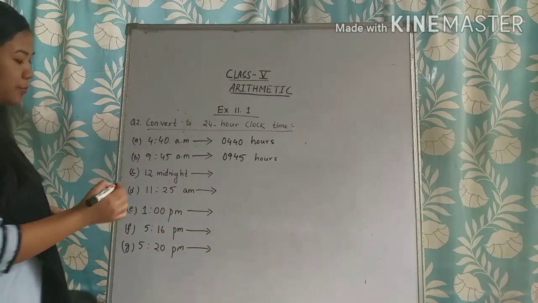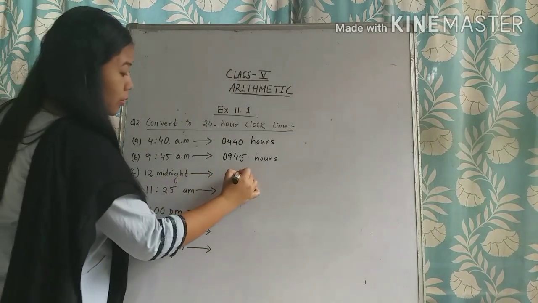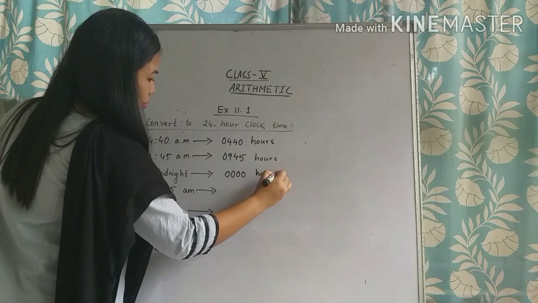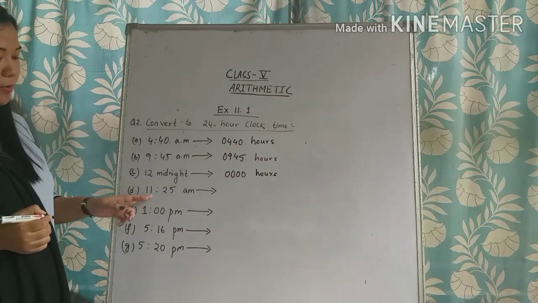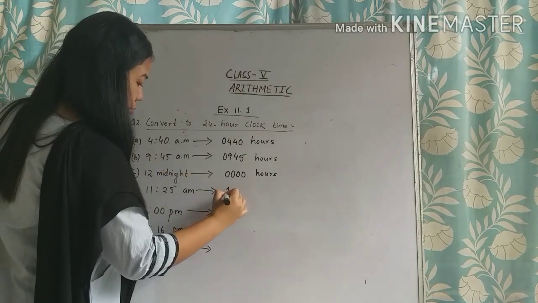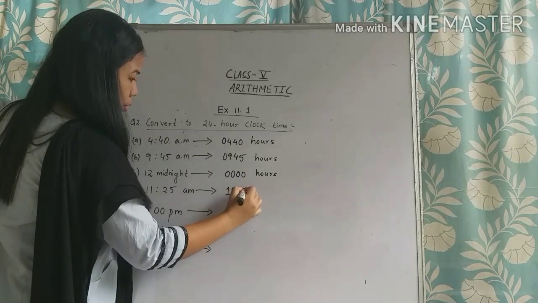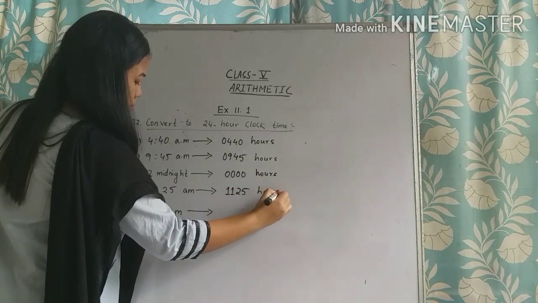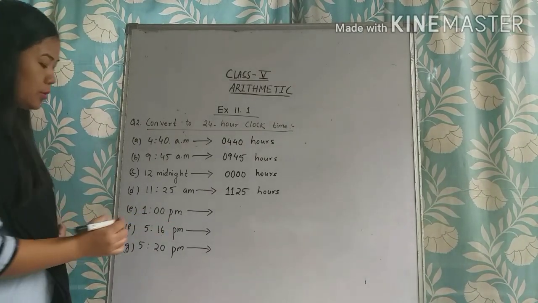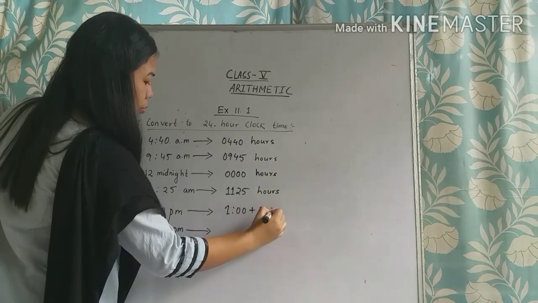Now 12 midnight. How do we write 12 midnight? In hour it is 0. In minute also it is 0. Next, 11:25 a.m. So 11:25, in hours it is 11 and in minutes it is 25. Now 1 p.m. For 1 p.m. you add 12 to it.